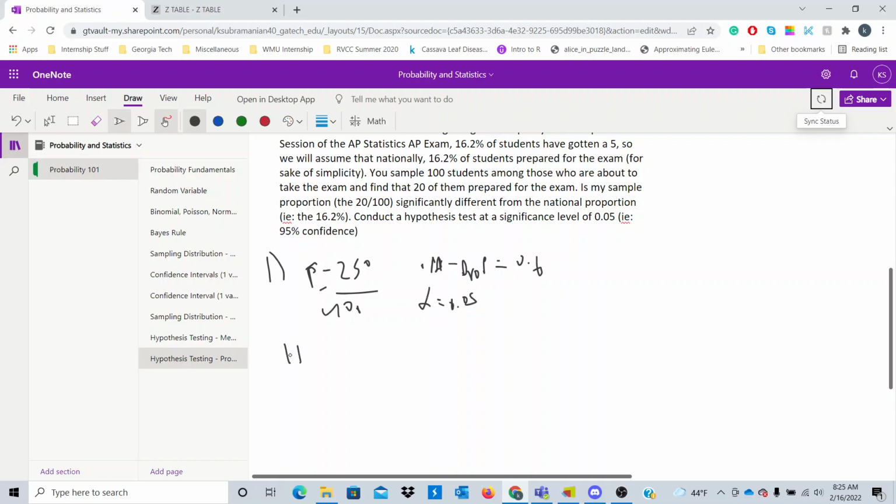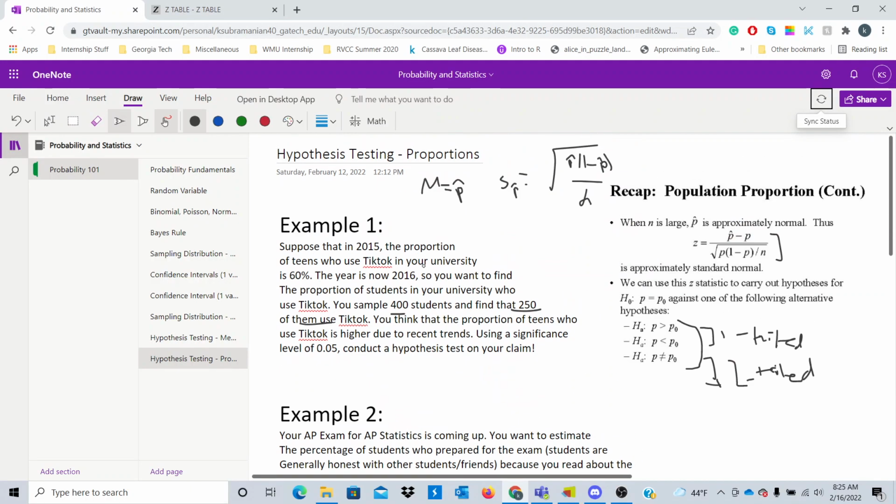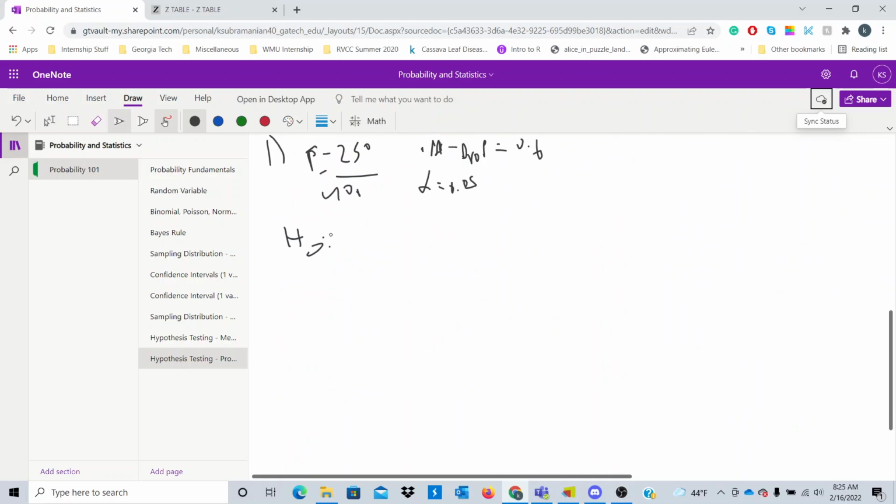We start with the null hypothesis, H naught. We know that in 2015, the proportion of students who use TikTok is 60%. Our null hypothesis in this case would be that in 2016, the proportion of students in your university who use TikTok is the same as the proportion in 2015. So we're going to say that p, the true proportion, is equal to 0.6, because we want to signify that there is no difference from 2015 to 2016.